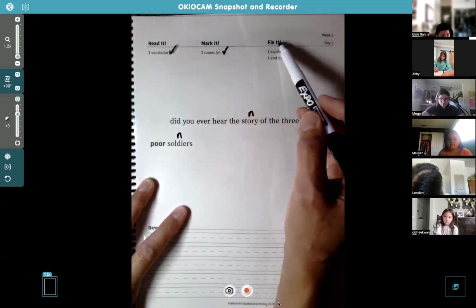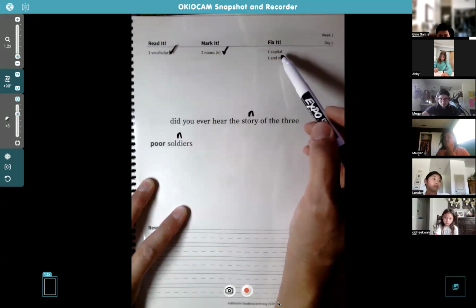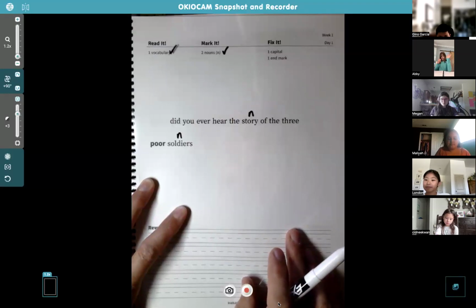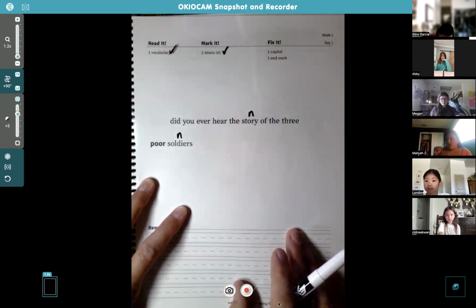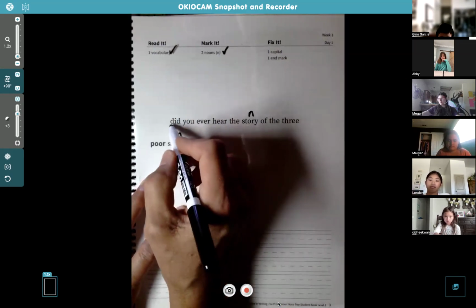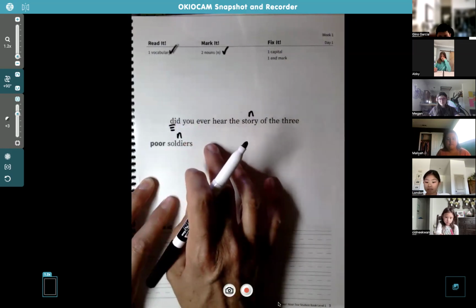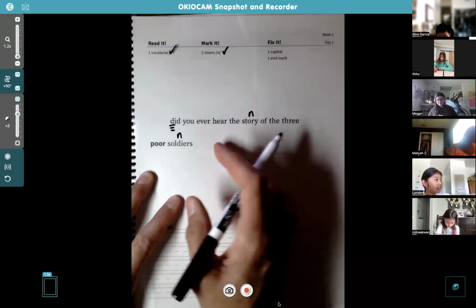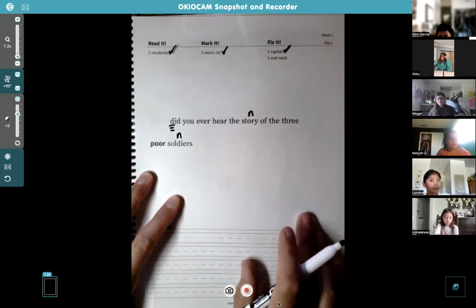Now we're going to move over here to fix it. And we have a little list of things to fix. And the first one says 1 capital. So we are missing a capital letter in this sentence. And Sydney, do you know what word we should capitalize in this sentence? Go ahead and unmute and tell us what is the word we need to capitalize? Did. Right. And that's because it's the first word, right? So underneath that D, I want you to put 3 lines. That tells us you need to make sure to capitalize that letter. And then put a check mark by 1 capital.